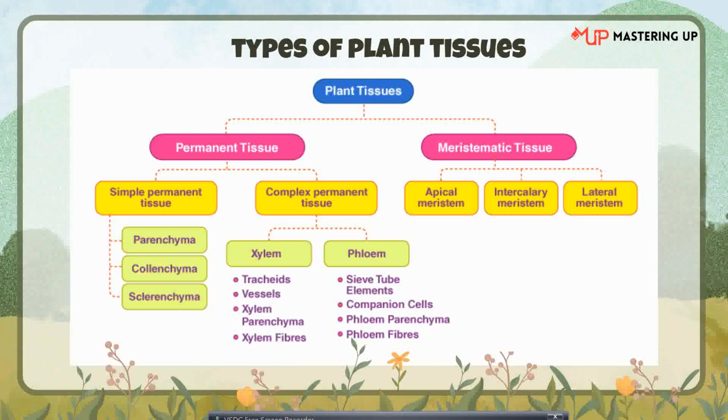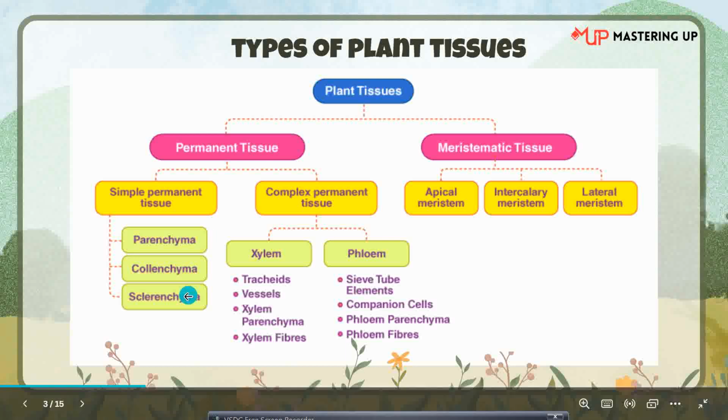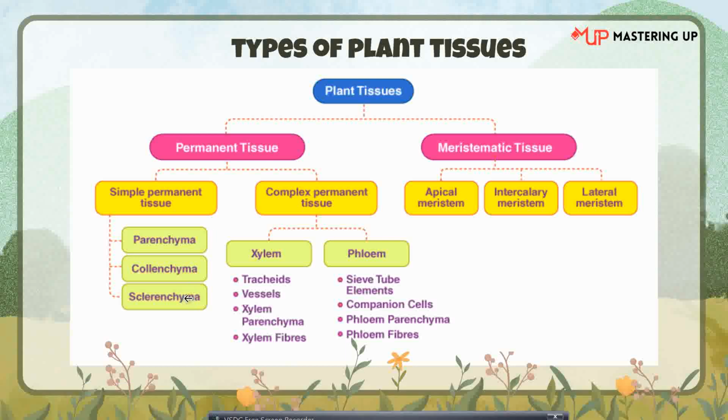Their functions, of xylem, phloem, parenchyma, collenchyma and sclerenchyma, we will be discussing in the coming class. Xylem and phloem are there for the transport of water and minerals and the food that is made by the green parts of the plant. Now coming to the meristematic tissue, we have apical meristem, intercalary meristem and lateral meristem. In this class we will be discussing this meristematic tissue: apical meristem, intercalary meristem and lateral meristem.